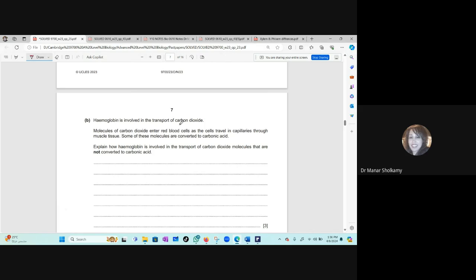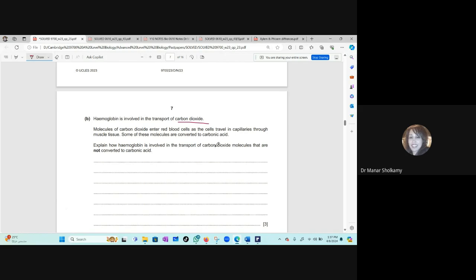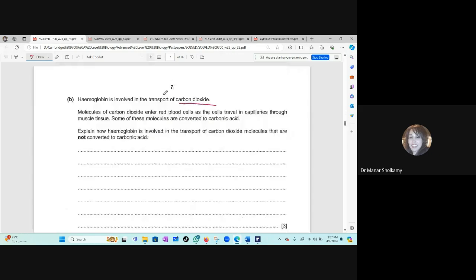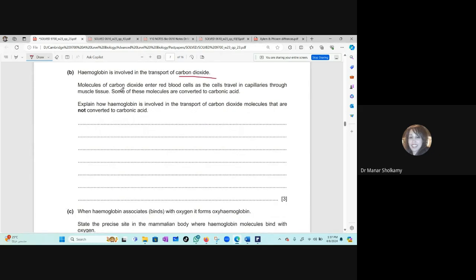Hemoglobin is involved in the transport of carbon dioxide. Molecules of carbon dioxide enter red blood cells as the cells travel in capillaries through muscle tissue. Some of these molecules are converted into carbonic acid. Explain how hemoglobin is involved in the transport of carbon dioxide molecules that are not converted to carbonic acid. Now, this question is not asking you about the common equation that we know, where carbon dioxide reacts with water. How will the hemoglobin carry the carbon dioxide if the carbon dioxide does not react with water?